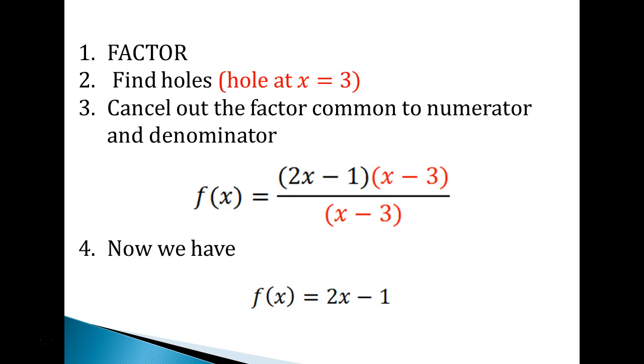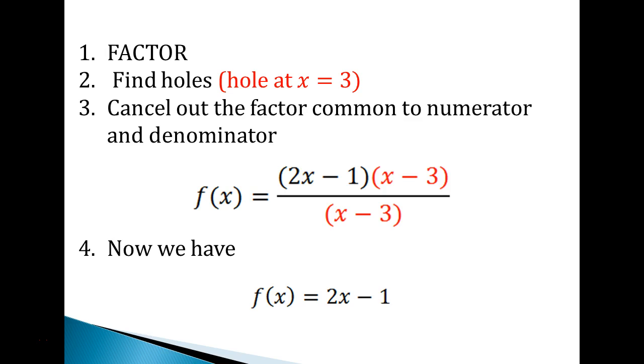Now it's time to factor and find our holes. It turns out that we have a hole at x = 3. How do I know that? Because when I factored, I found a factor common to the numerator and denominator. I set that equal to 0 and I solved. Hence, we have a hole at x = 3.